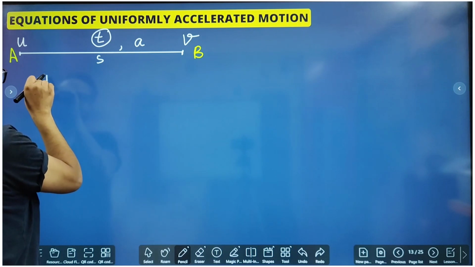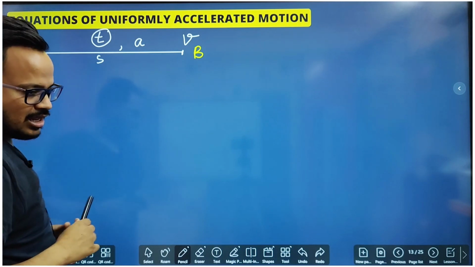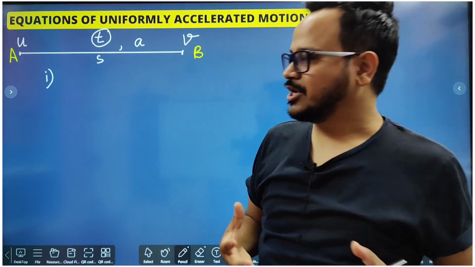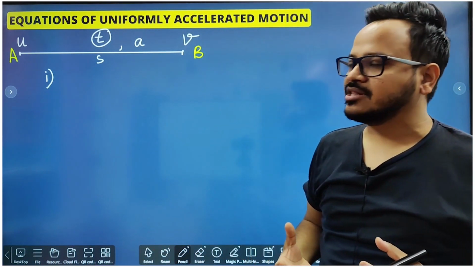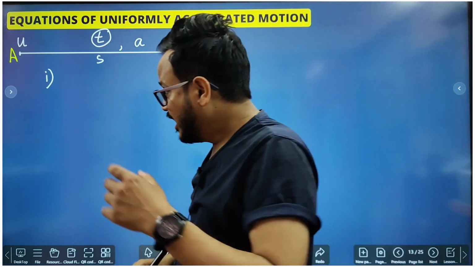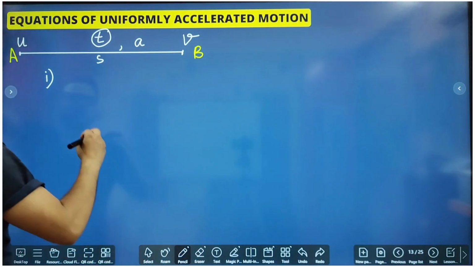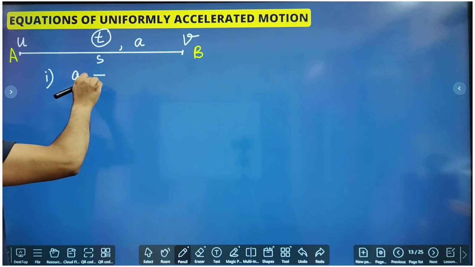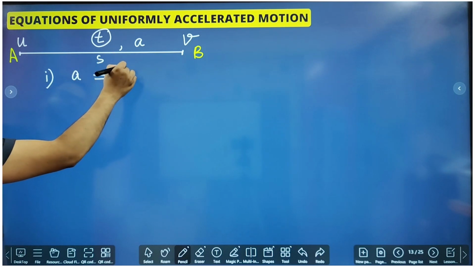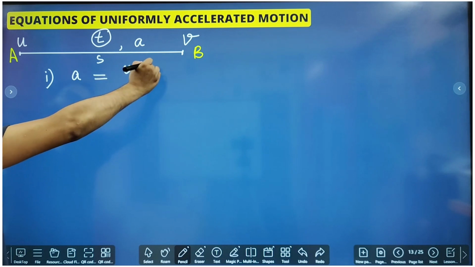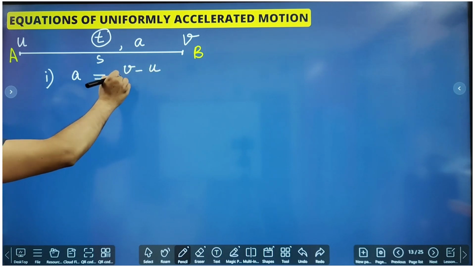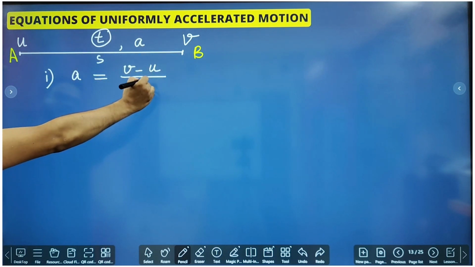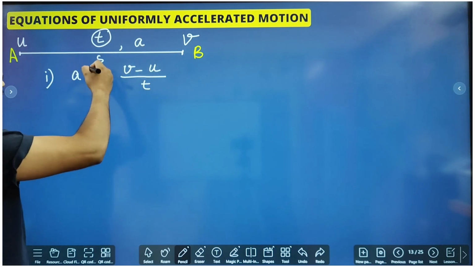First equation is derived using the meaning of acceleration, the formula of acceleration. Acceleration is what? Acceleration is the rate of change of velocity, right? So from A to B, acceleration is what? Change in velocity is v minus u divided by time taken from A to B is t.